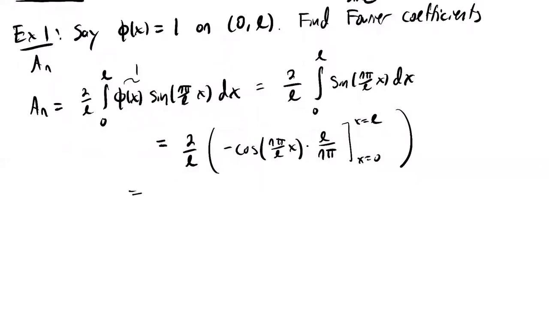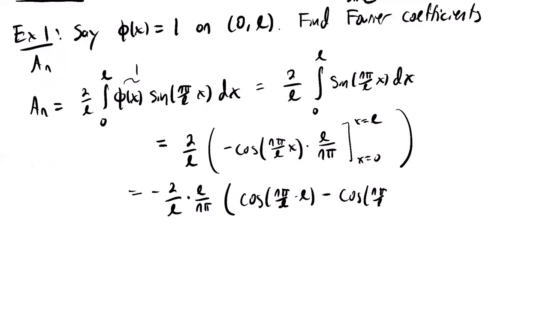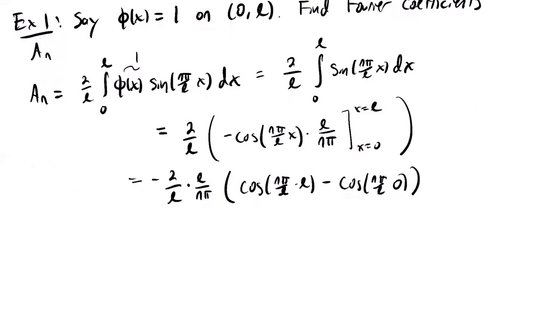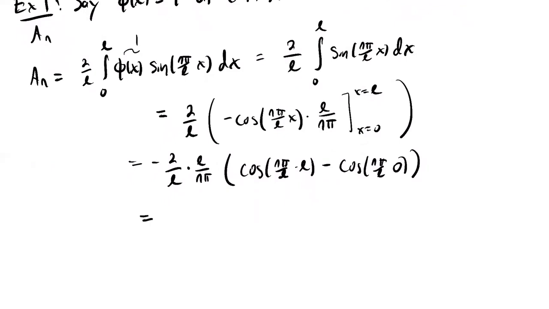And so this ends up being, let me pull out the negative sign, so negative 2 over L times L over n pi, and then I have cosine of n pi over L times L minus cosine of n pi over L times 0. Again, we're just using the fundamental theorem of calculus. And so this ends up being negative 2 over n pi, and in parentheses, I have cosine of n pi minus cosine of 0, which is 1.